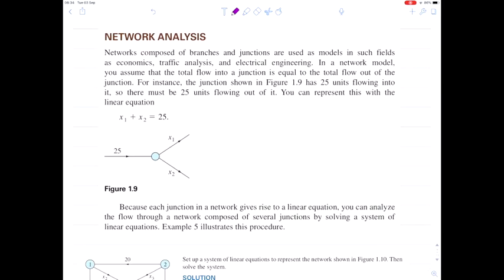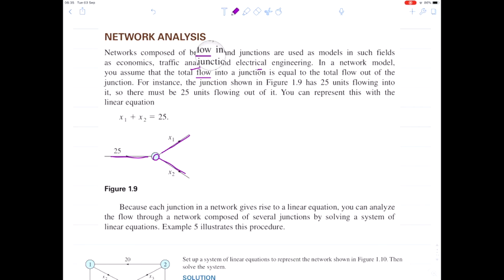One final example, which is quite fun, is the idea of network analysis. A network is composed of branches, things like this, and junctions, and these can be used to model many things from economics, traffic analysis, electrical engineering, and others. Really what you're doing is modeling the flow through the various junctions of some particular thing.